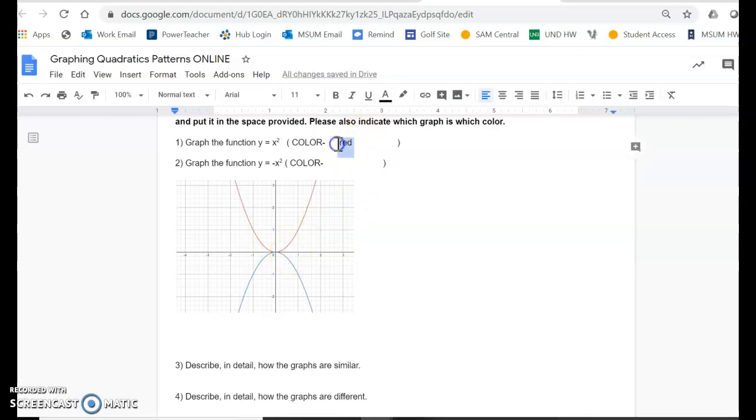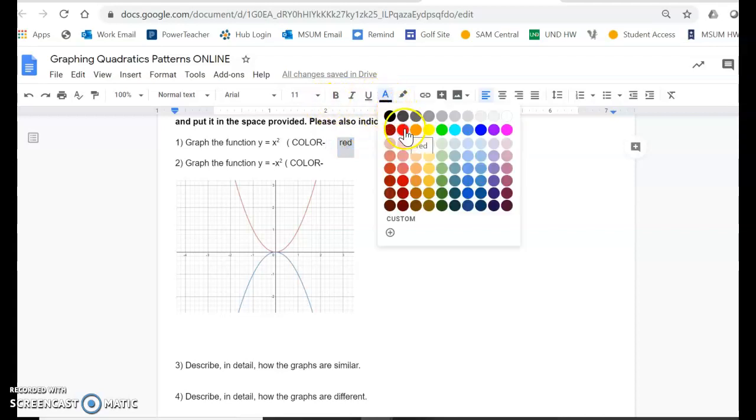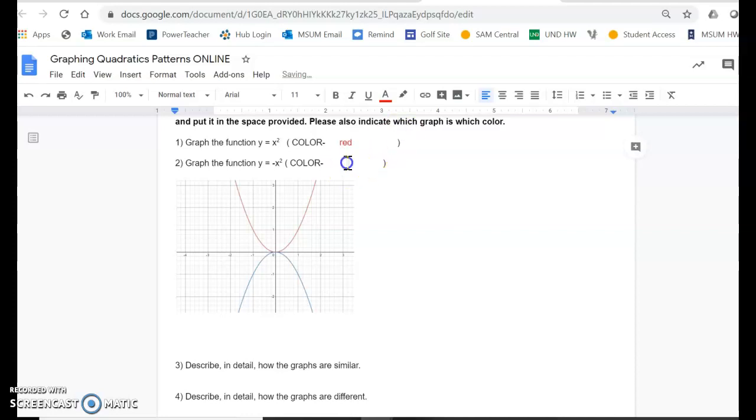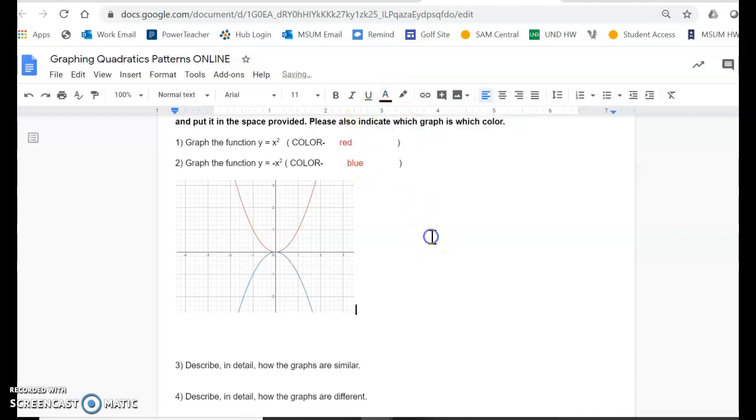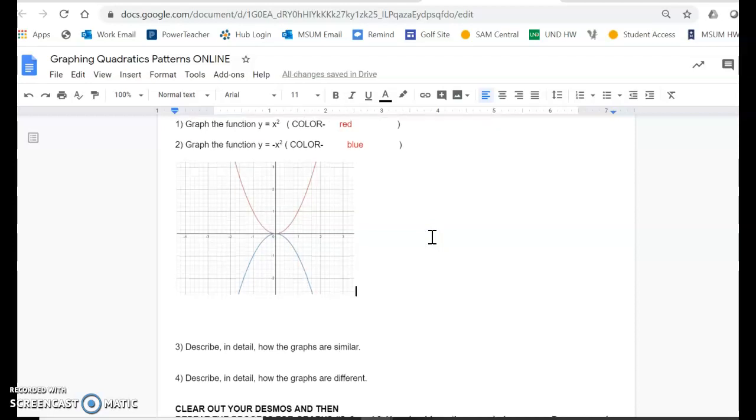And one thing too, just to help me out, when you're typing stuff in here, if you could do a color other than black so I see what you input, that'd be very helpful. So I put red for that. The color of y equals negative x squared was blue. So again, I'm going to change that color just so it's something other than black. I don't care what color it is as long as I can read it.